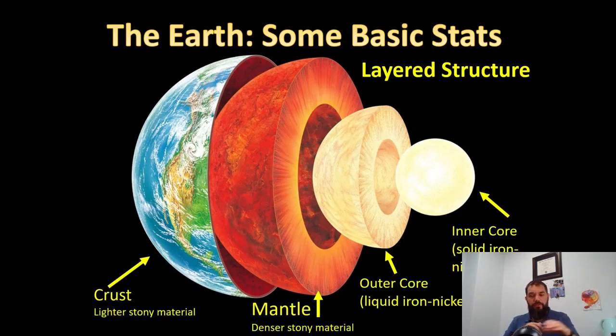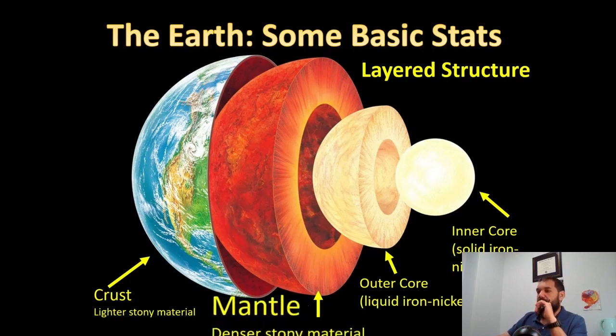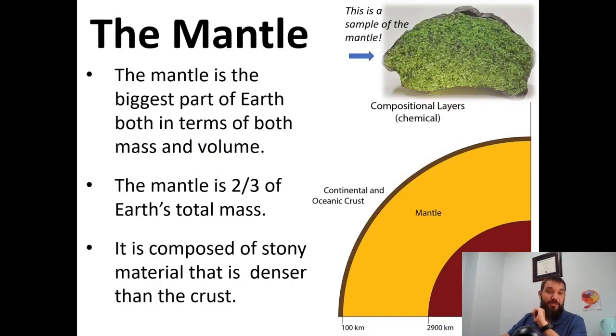All right, so moving along here, I want to talk about the mantle. Mantle, like I said, that's the big boy of the Earth. That's 2/3. The majority of the Earth is mantle. I already showed you this beautiful sample of the mantle. That green mineral that you see that's so abundant is olivine, right? So the mantle is the biggest part of the Earth, both in terms of mass and volume. The mantle is about 2/3 of Earth's total mass, and it's composed of stony material. It's denser than the crust.